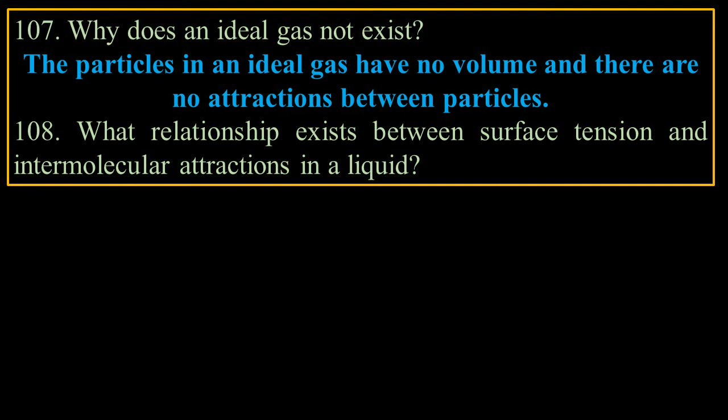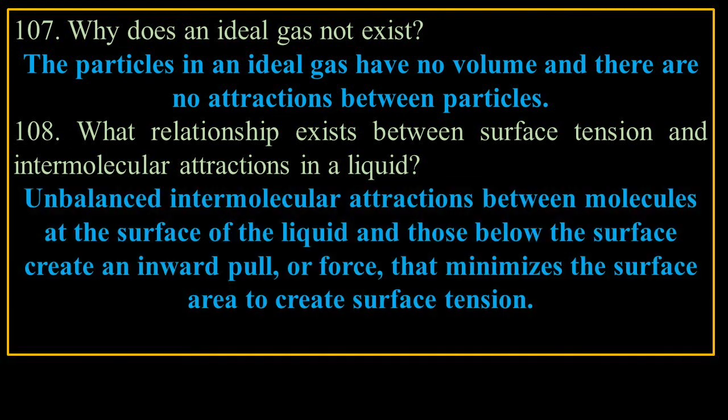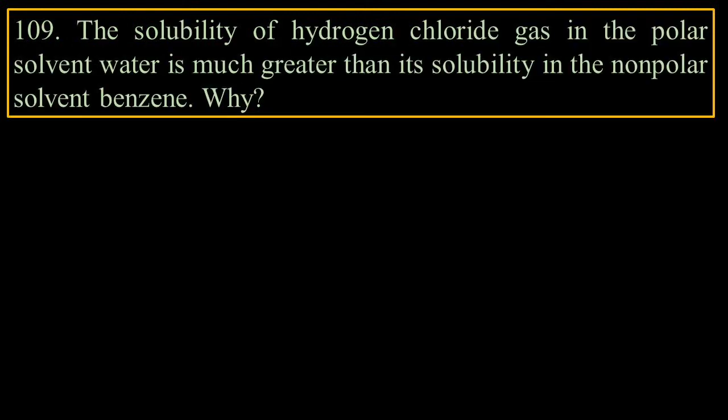What relationship exists between surface tension and intermolecular attractions in a liquid? Hydrogen bonding increases surface tension. Unbalanced intermolecular attractions between molecules at the surface of a liquid and those below the surface create an inward pull or force that minimizes the surface area to create surface tension.